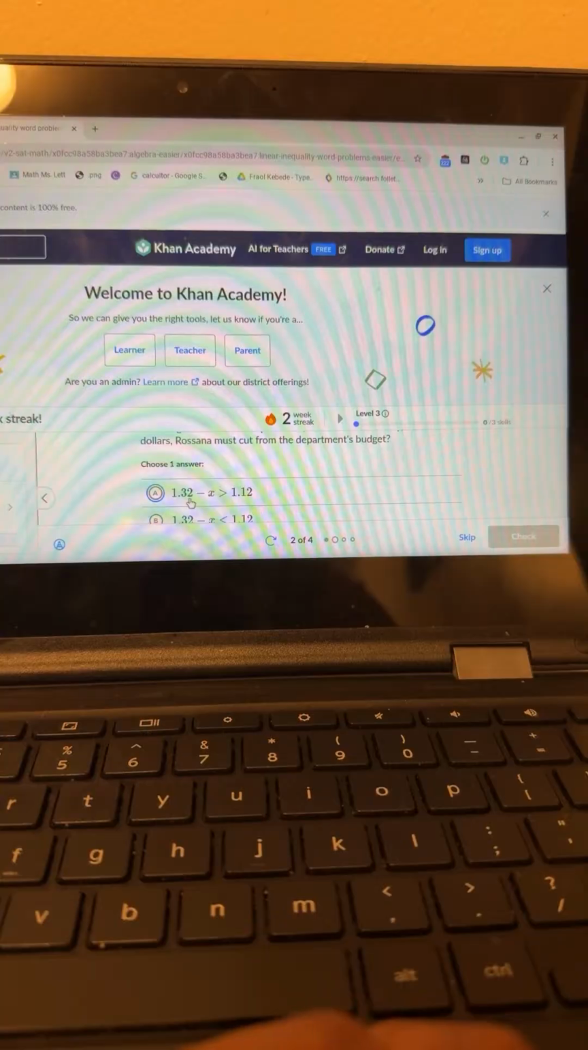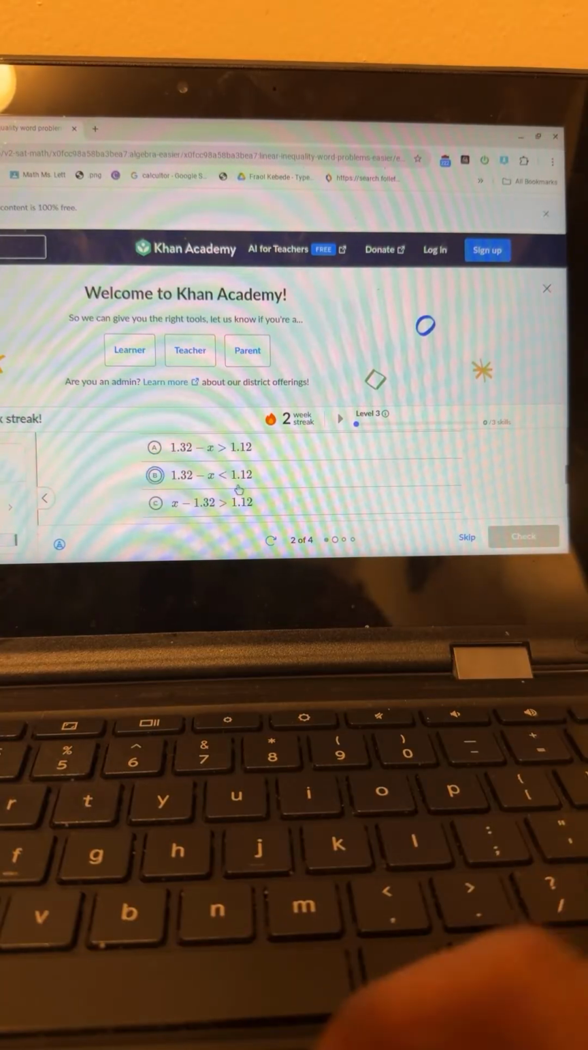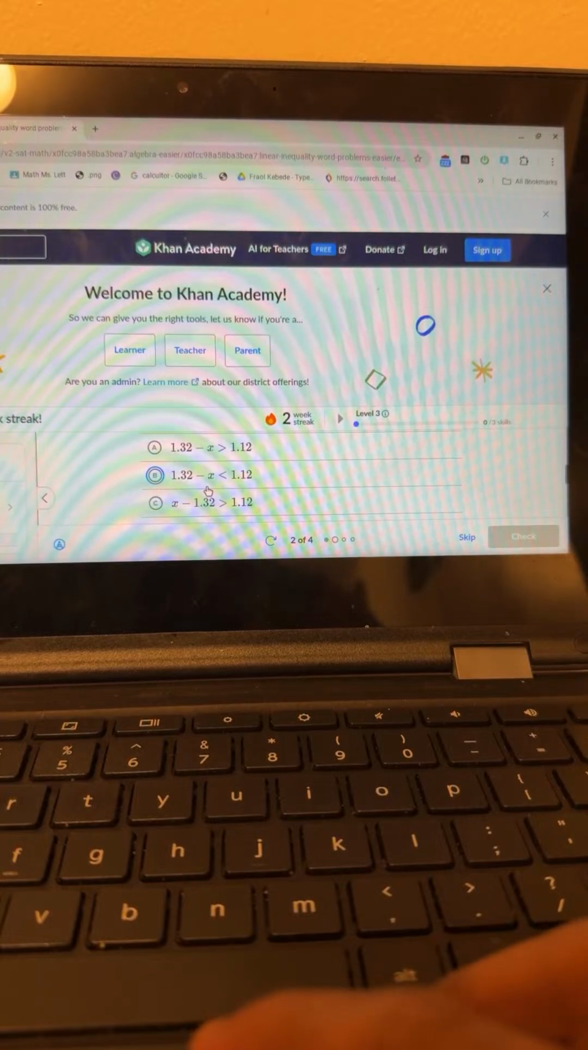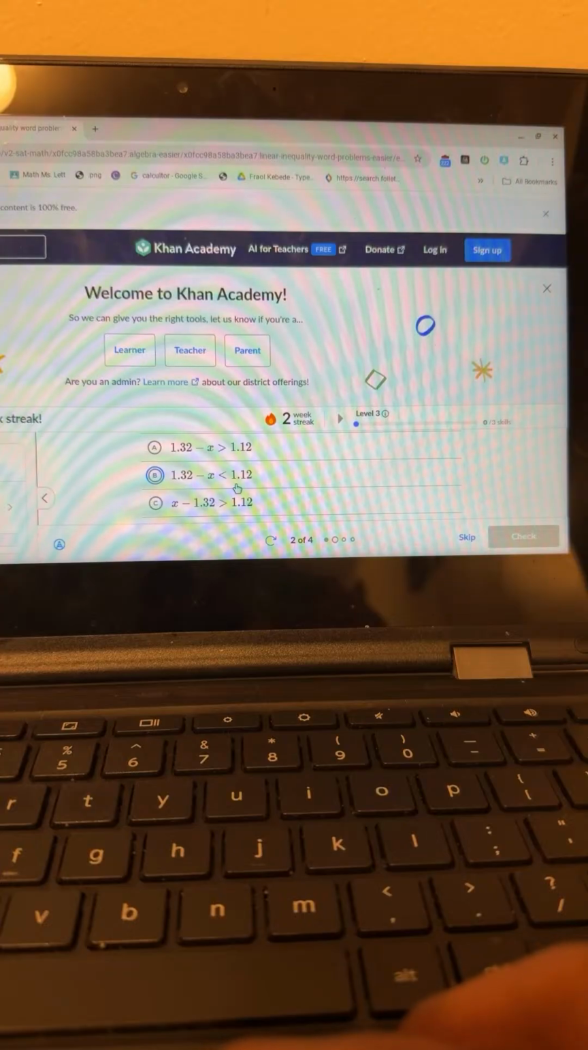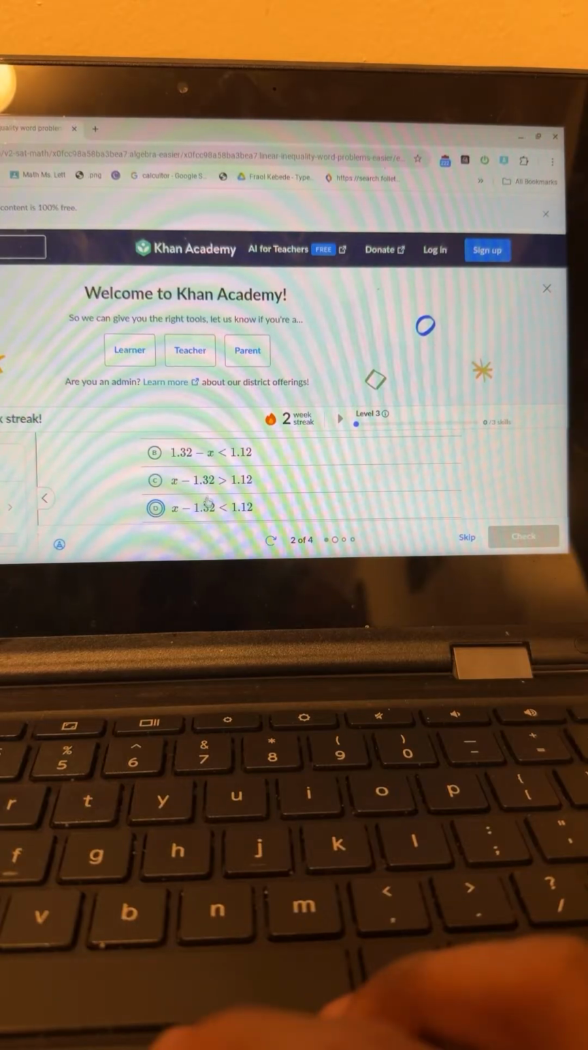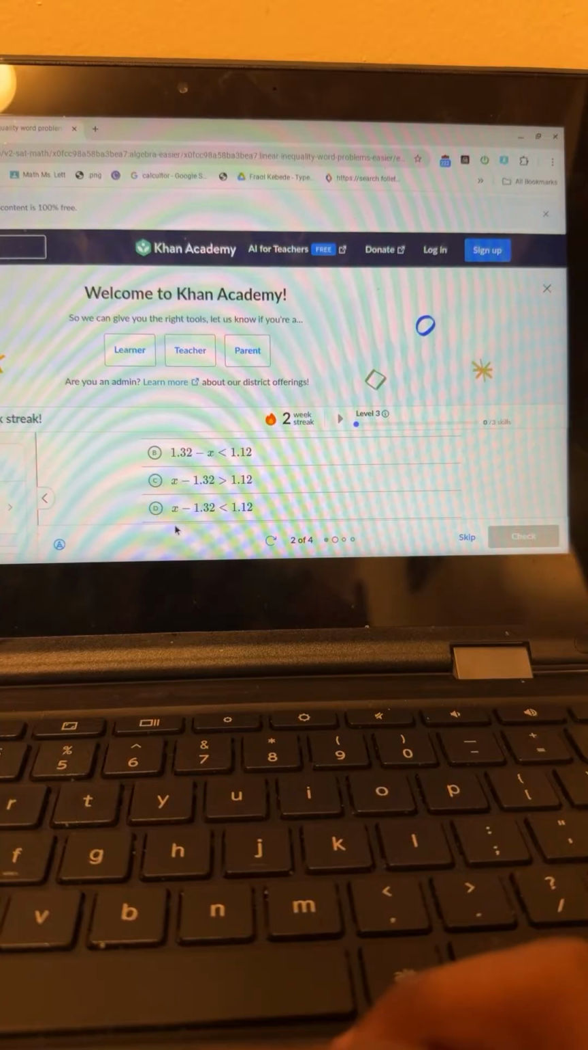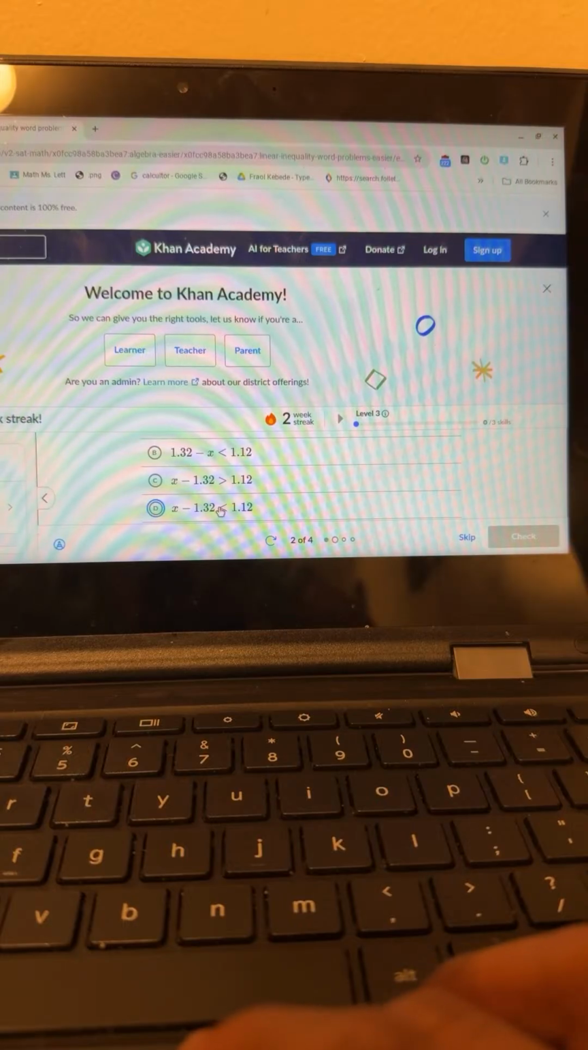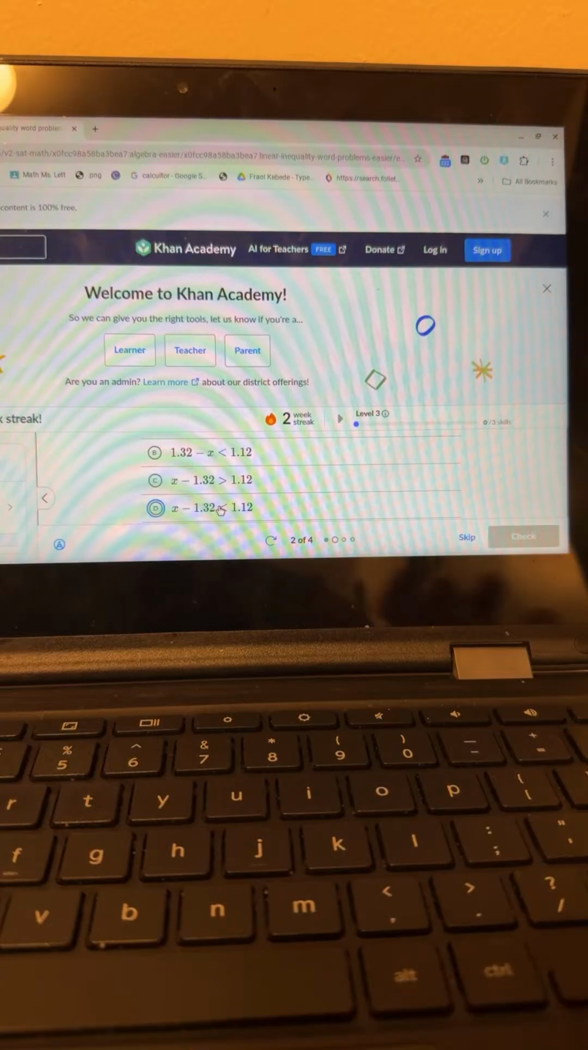1.32 minus x is less than 1.12. 1.32 minus x is greater or less than 1.12. x minus 1.32 is greater or less than 1.12. X minus 1.32 is greater or less than 1.12.